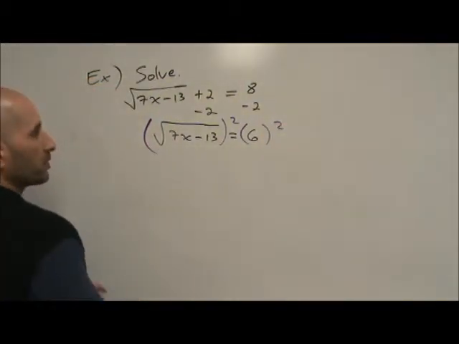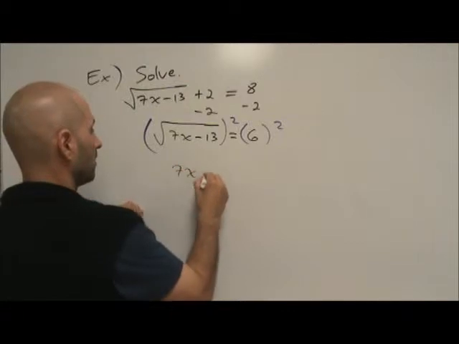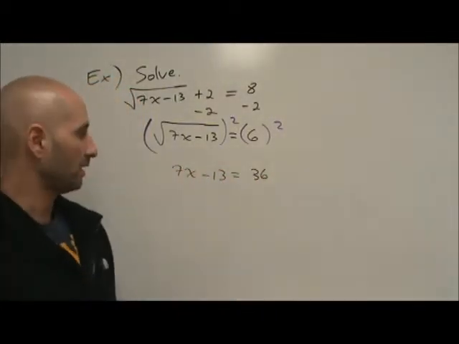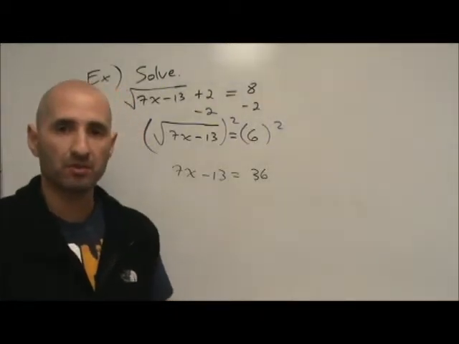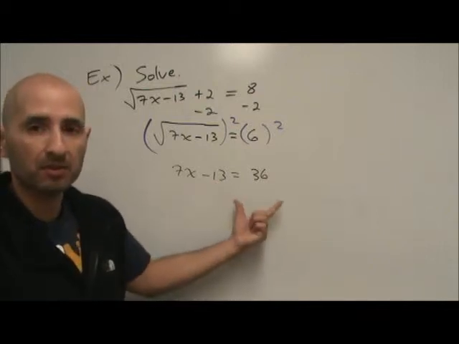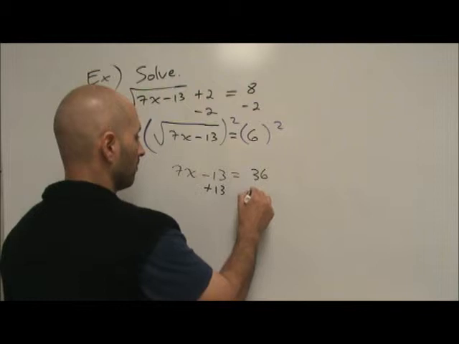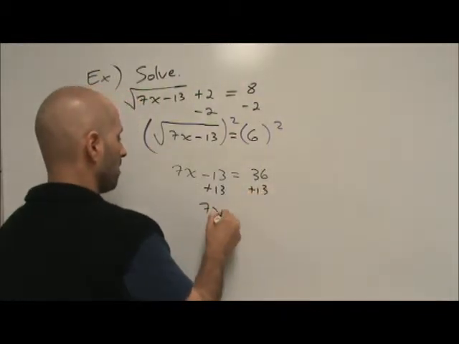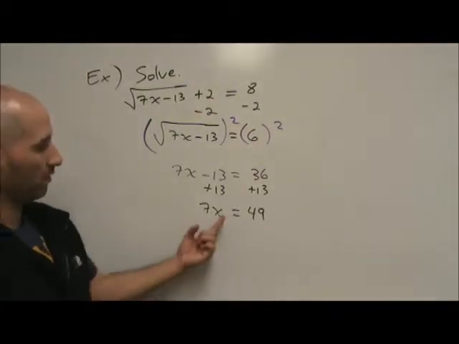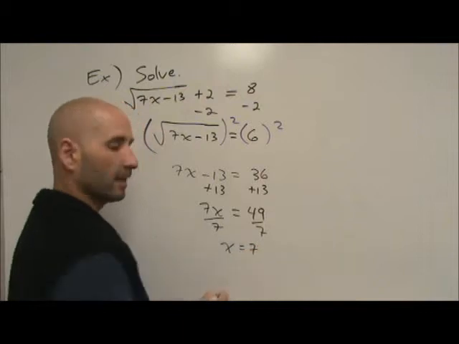So if we square both sides, that squaring undoes the radical here. And I get 36 on the right. Now this is a simple equation you should be able to solve. To get x by itself, how about add 13 to both sides, then divide by 7 on both sides. So dividing by 7 here, we get x equals 7.